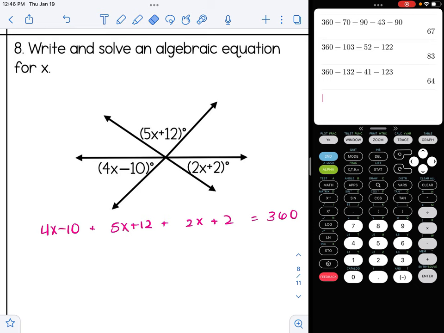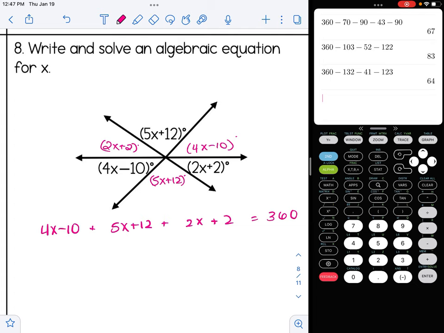So in order to do that, I'm going to utilize knowledge of vertical angles. Those are angles that are congruent and are formed by intersecting lines. So I know, for instance, that this is over here 2x plus 2. This down here, 5x plus 12. And over here, 4x minus 10. So I see in this picture now that all 6 angles are filled in, and I have 2 2x plus 2s, and I have 2 4x minus 10s, and I have 2 5x plus 12s.